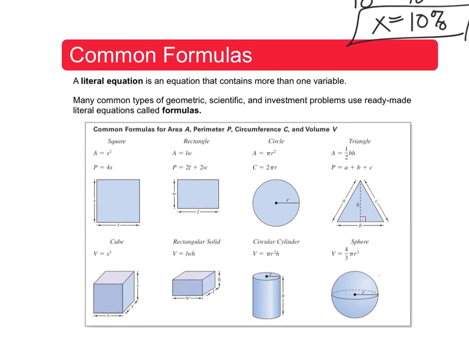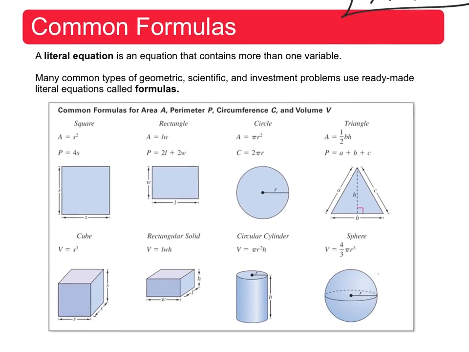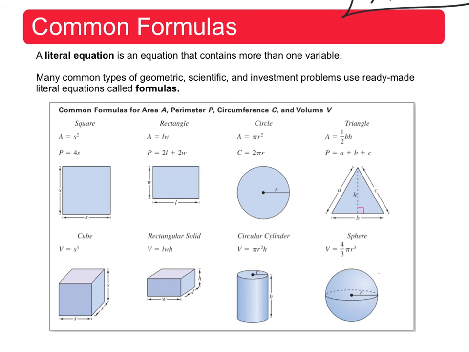Here are more common formulas. And these are all what we call literal equations. And again, you've worked with these before. They're equations that have more than one variable in them. The most common types are all of these geometric formulas for area, for circumference, perimeter, volume. Notice they all have multiple variables in them.